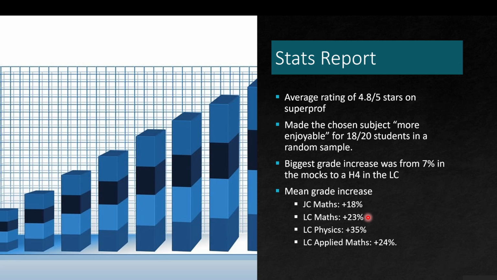JC Maths, the mean grade increase is 18. LC Maths, the mean grade increase is 23. Physics is 35. And Applied Maths is 24. So on average, that comes out to just over 2 grades. So if you came with a H6, the expected improvement is a H4. However, the grinds do help, but just ensure that you do extra work outside of the grinds hours.